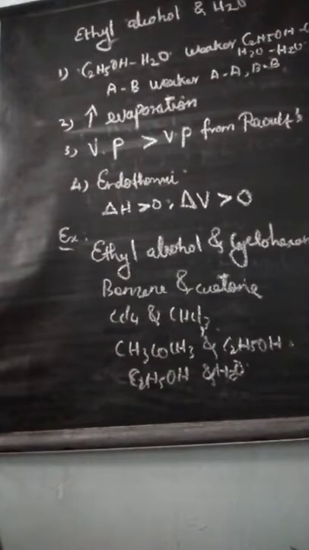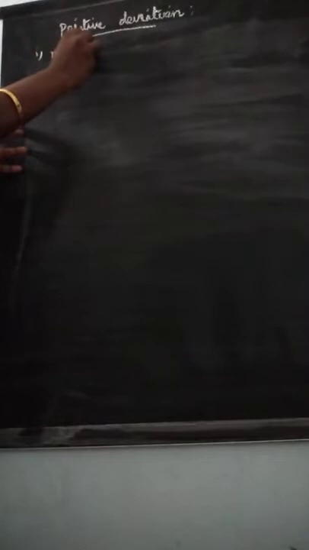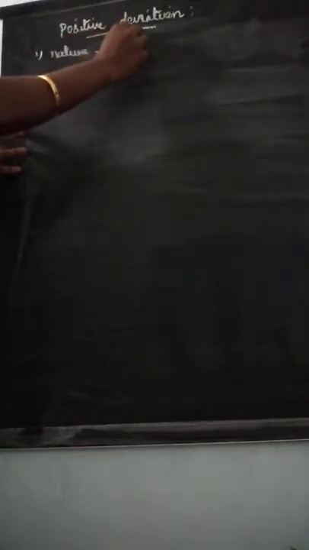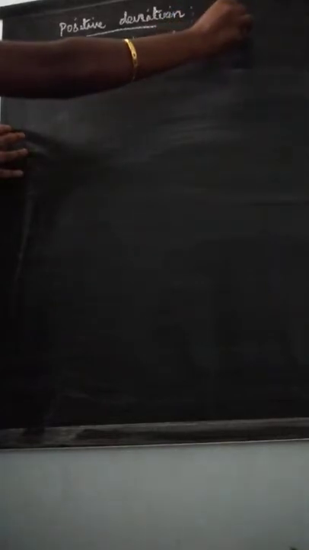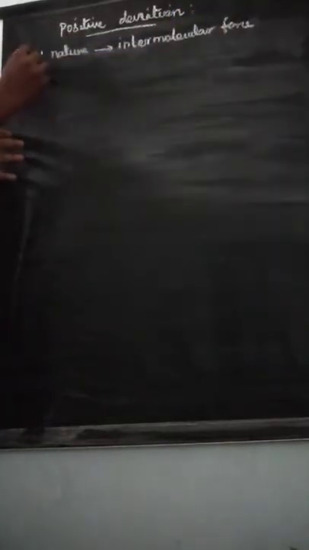Understand? See, one more time we can explain the points of positive deviation. What are the points we learned here? The first point: the nature of deviation can be explained in terms of the intermolecular force of interaction between solute and solvent. Understand?